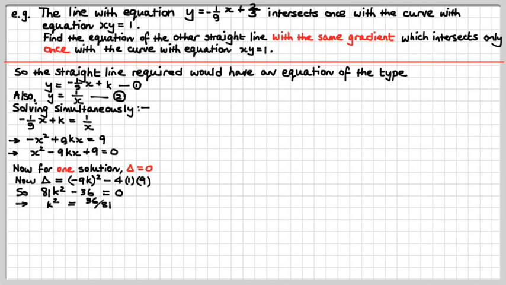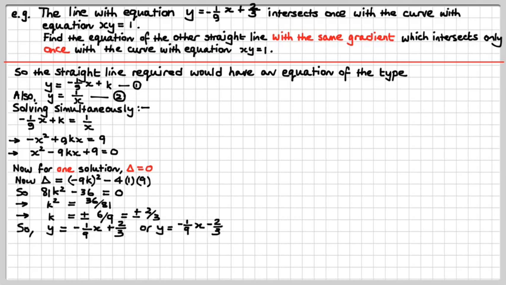36 over 81. Well, that's a perfect square. And therefore, k would be plus or minus 6 over 9, wouldn't it? Okay, so what does that mean? That's plus or minus 2/3 when you cancel that down. So y is minus 1/9 x plus 2/3, or y is minus 1/9 of x minus 2/3.